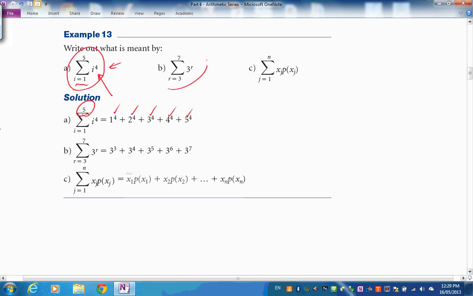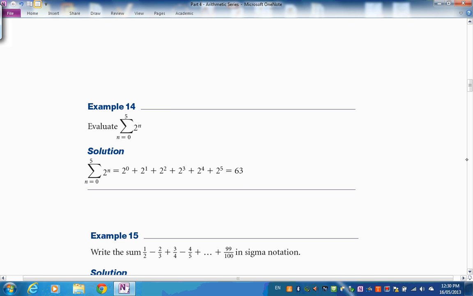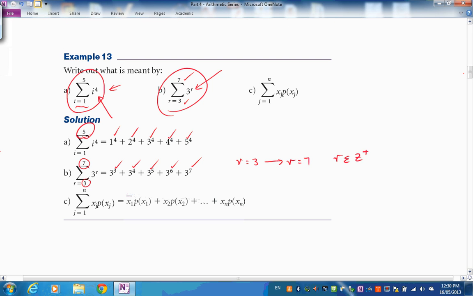What about this one? This says terms of the form 3 to the r, and you're allowed to start at r is 3 and go to r is 7. So 3 to the 3, 3 to the 4th, 3 to the 5, 3 to the 6, 3 to the 7. Notice how you have an upper and lower limit. The lower is r is 3, and you go up to r is 7. And it always uses r is a member of the set of positive reals here. Okay, so that's important to remember, set of positive reals.